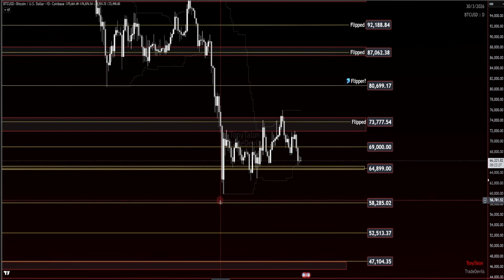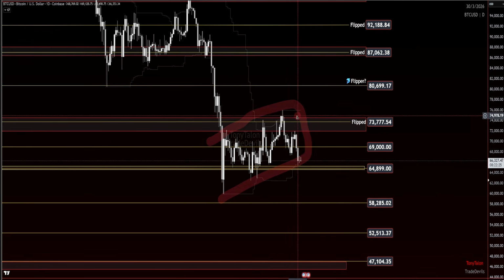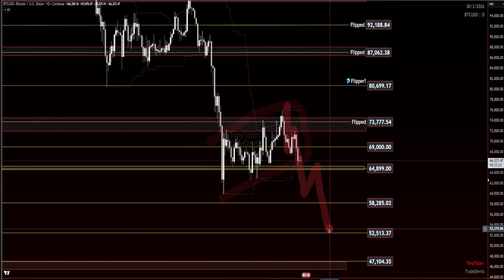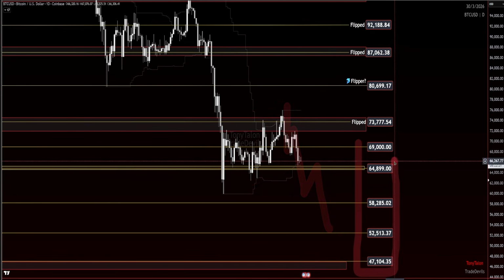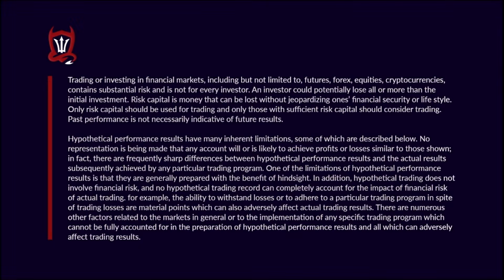Bitcoin returns correctively to our level of interest and rejects. What are some possible Elliott Wave targets if we end up going lower? Let's dive in and talk about it.